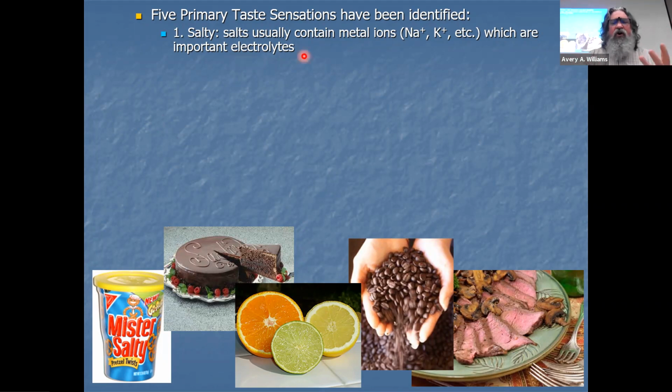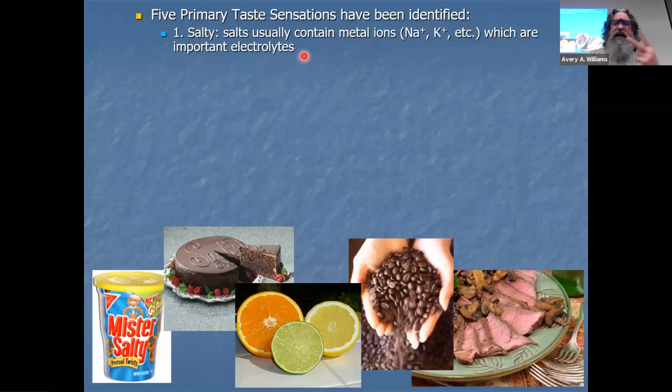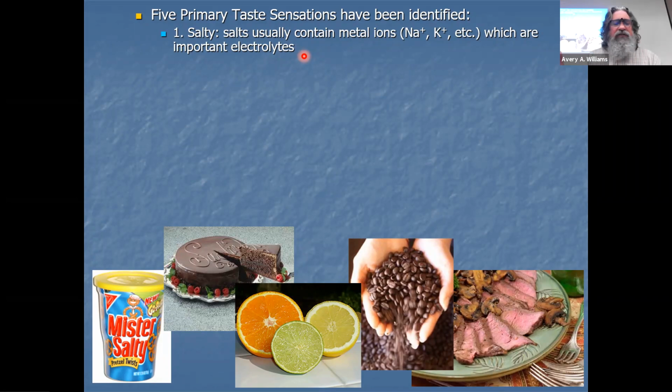Here I tell you, salts usually contain metal ions like sodium and potassium and so forth, which are all important electrolytes. When you get into physiology, remember we were talking about bone. I said your bones were an ion depot. Those are metal ions that are stored in your bones. Of course, you need those. And so your body can have cravings for salts, and you'll seek out salts.